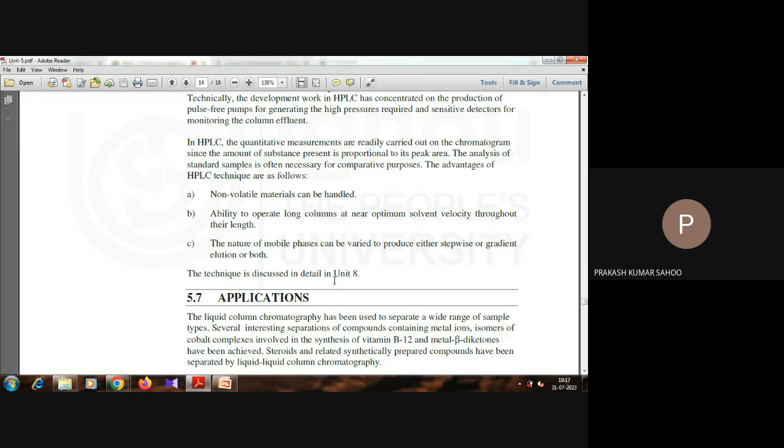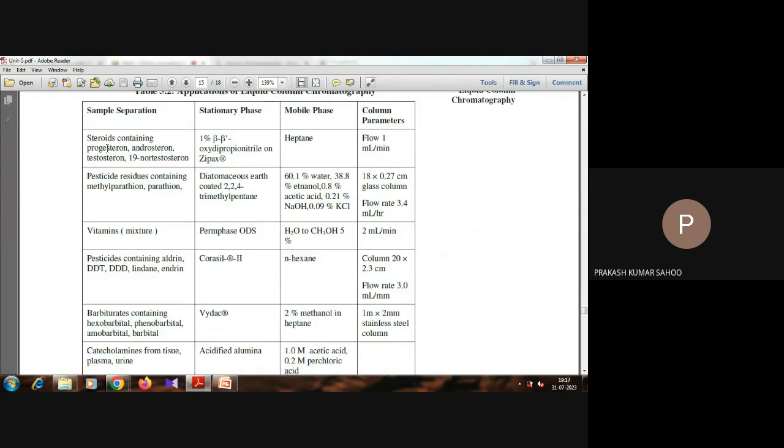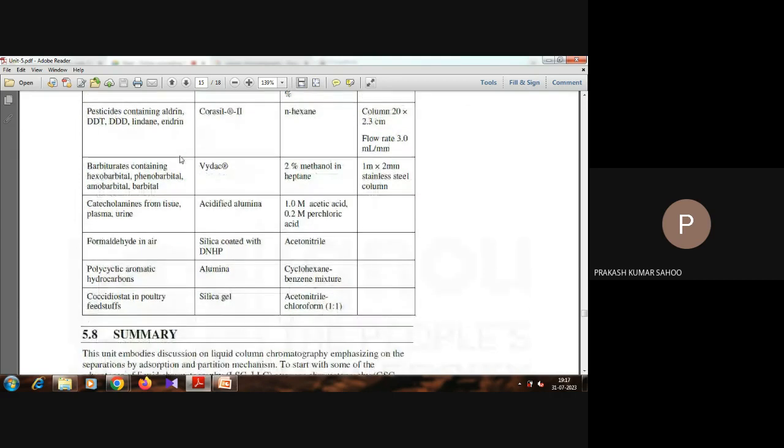This technique is also detailed in Unit 8. In Unit 8, you have the details about HPLC. So these are the applications: sample separation, and what are the stationary phase, mobile phase, and column parameters. These are the separating samples, steroids, and this is the stationary phase, 1% beta, beta dash, oxy dipropionitrile on GPAX. Heptane is the mobile phase, and you just have to remember one or two things.